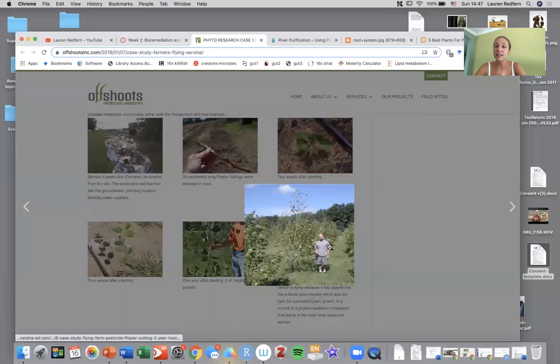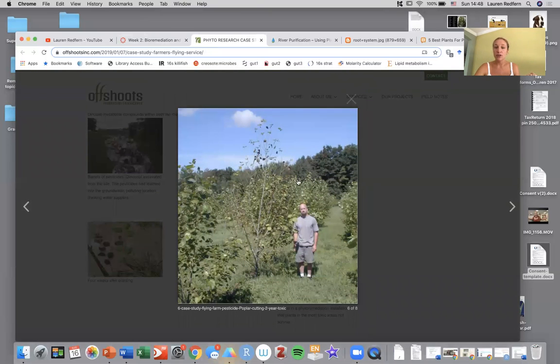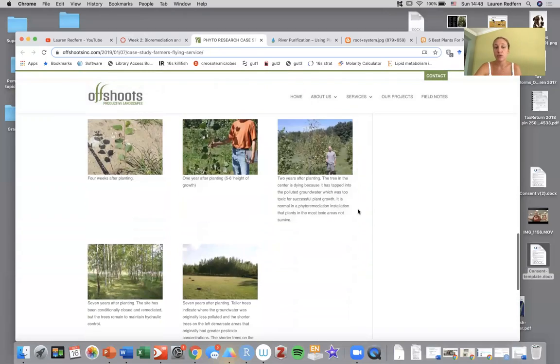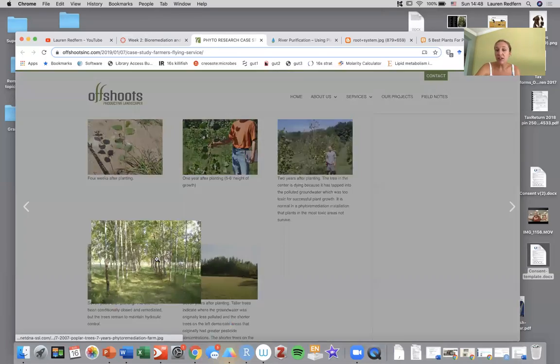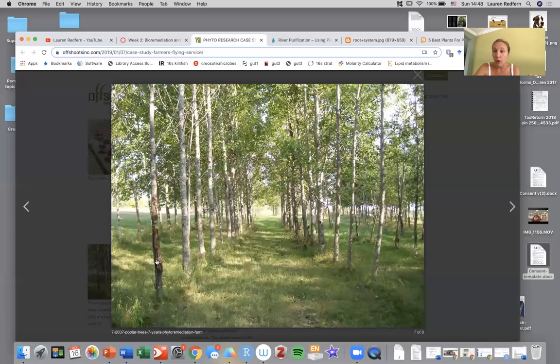So this site has been going on for several years. The trees have been growing. Some have been doing well, others haven't. We have to make sure the trees stay healthy. But 7 years later, there's this big, beautiful forest at this old contaminated site. The pesticide levels are minimal. The trees have been able to uptake and remediate these pesticides.